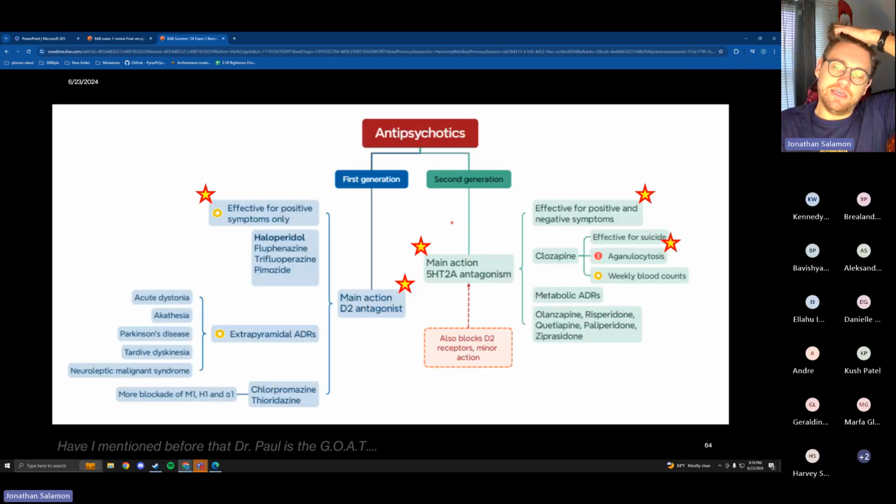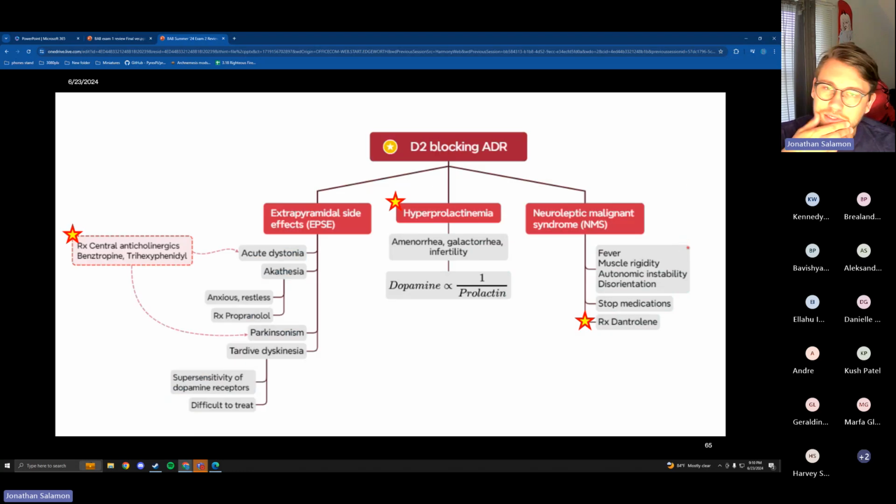Antipsychotics, the biggest deal here is knowing that the first generations are D2 antagonists and the second generations are mostly serotonin antagonists. This is for positive symptoms, like hallucinations, whereas this is for negative symptoms. The second generations also block dopamine, but that's not their main mechanism of action. And of course, if you're blocking dopamine receptors, then you have a chance of pushing them into Parkinsonian symptoms. I'll talk about this when we get on the other side.